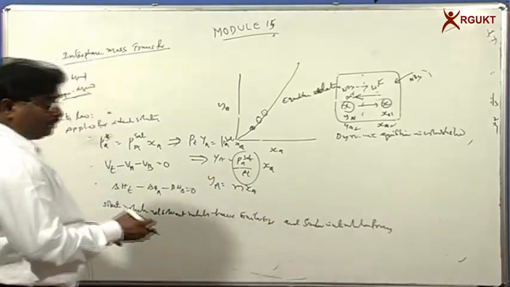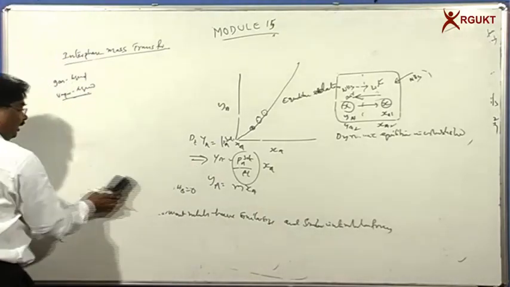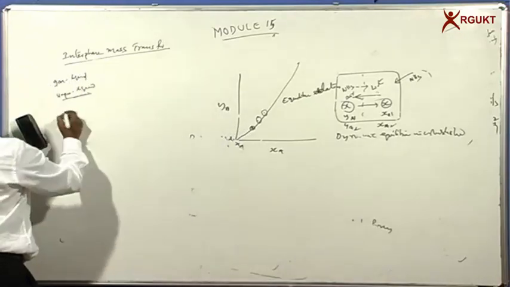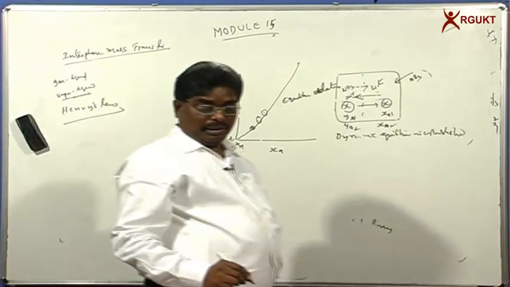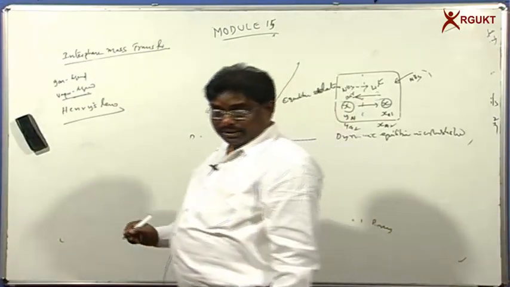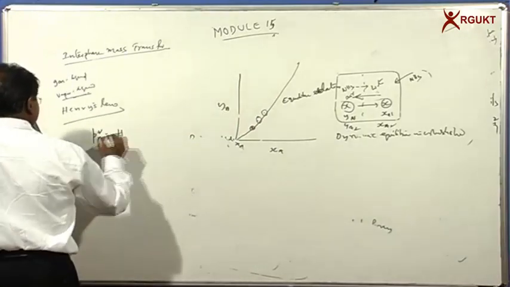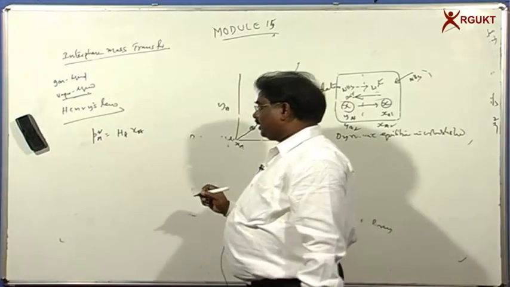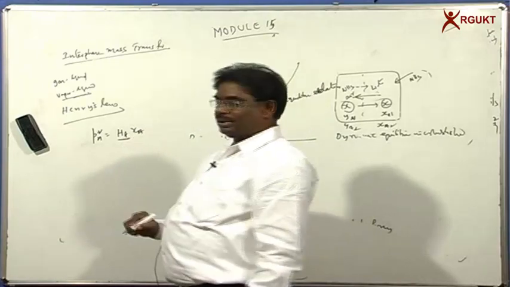Now the next thing is we have another solution, where another law that is applied is Henry's law. This Henry's law is applied for dilute solutions. It says Pa star is equal to Ha into Xa, where Ha is the Henry's law constant.